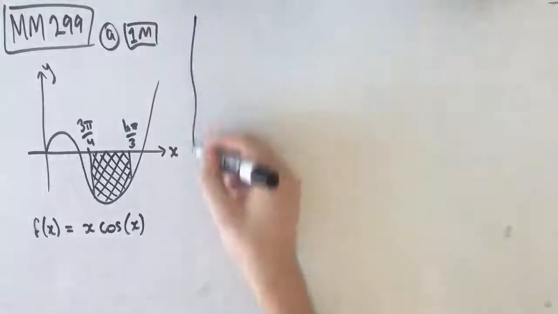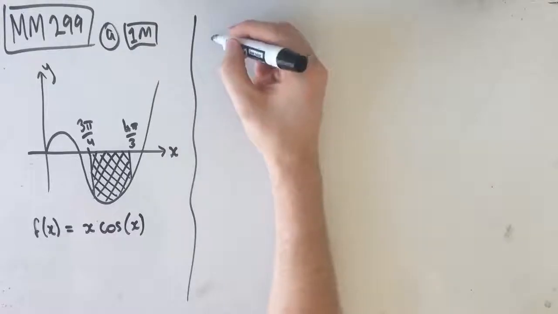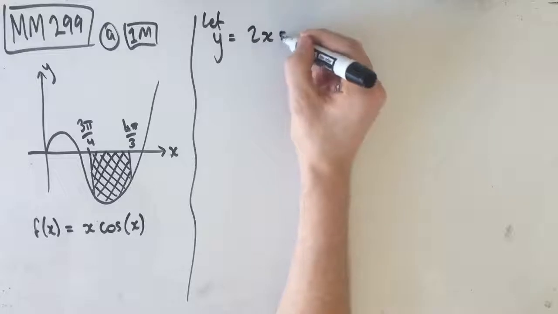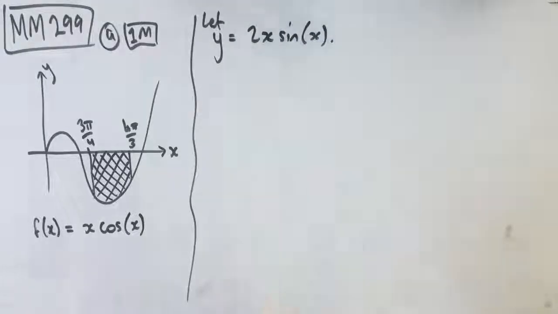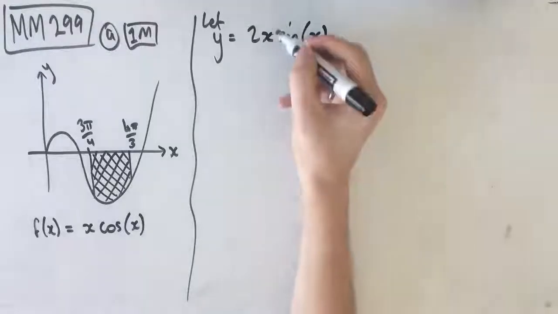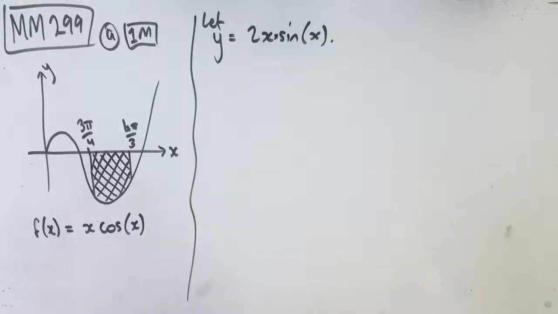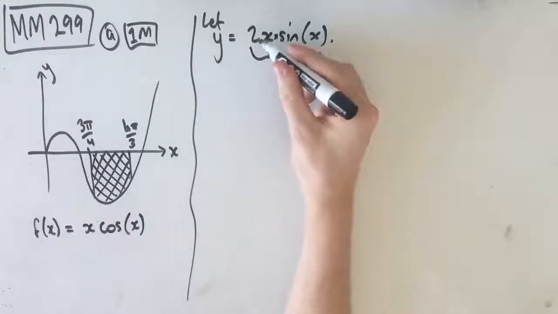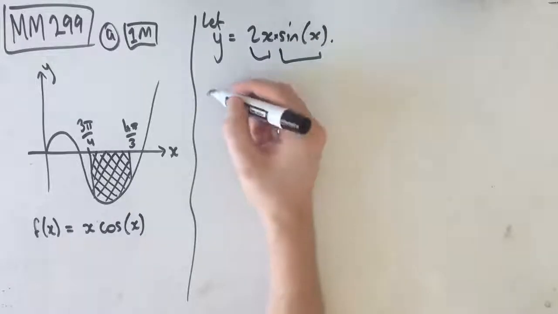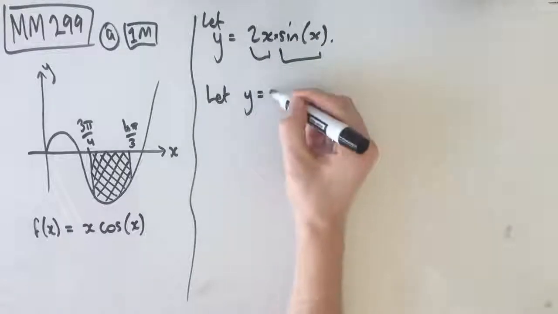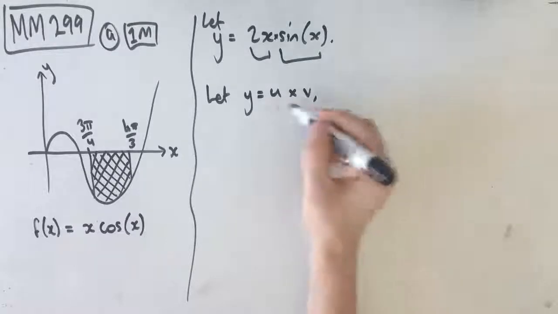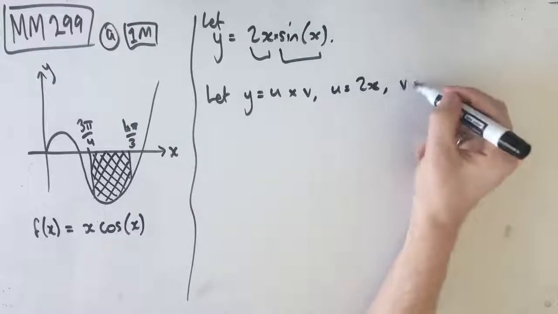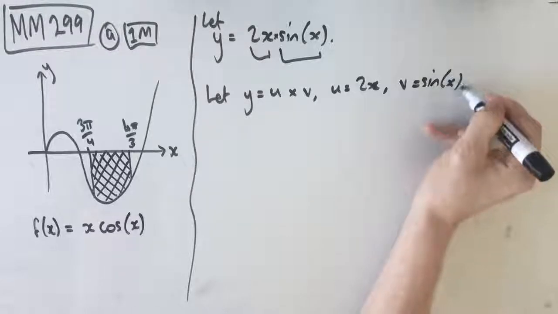Awesome. So first things first is to say, let y equal 2x sine x. Now, how do we find the derivative of this? Well, in between here, there's a little times symbol, which means here we've got a product rule, because we've got our first function multiplied by a second function, which means we're going to let y equals u times v, where u equals 2x and v equals sine x, right?